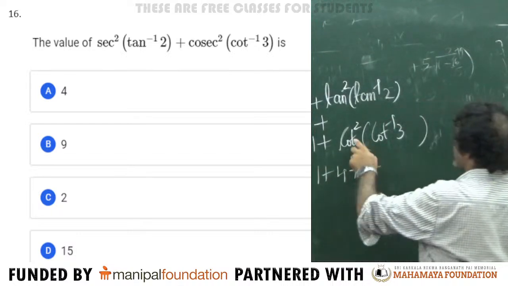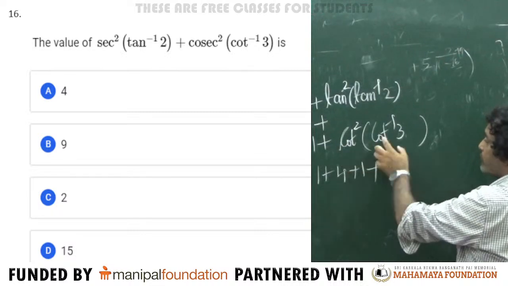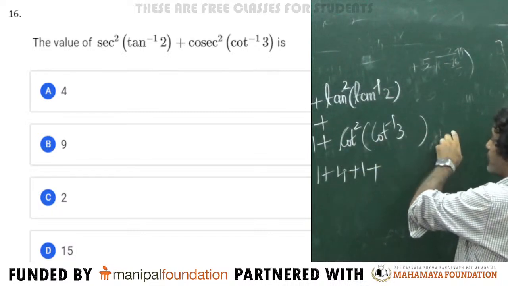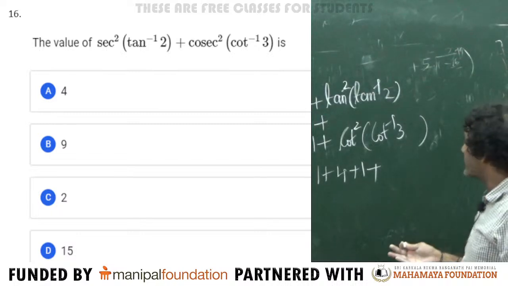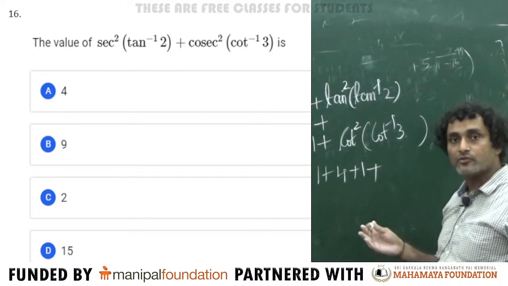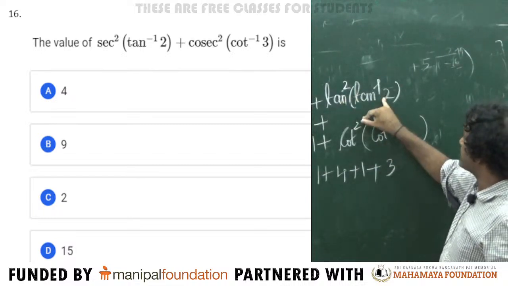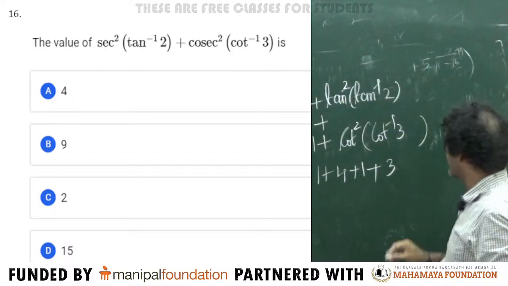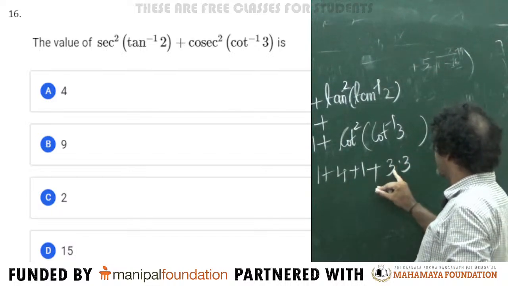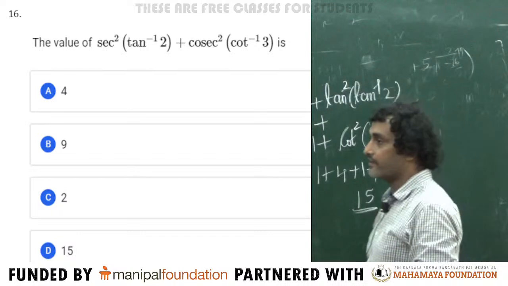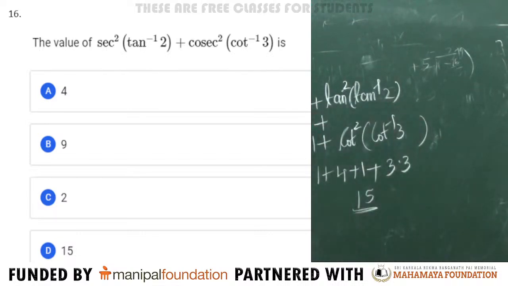1 plus cot of cot inverse 3 into cot of cot inverse 3 squared, no? So isn't it cot of cot inverse 3 is 3, into cot of cot inverse 3 is again 3. Same thing happened here, tan of tan inverse 2 into tan of tan inverse 2. This is 3 into 3. 1 plus 4, 5, 6 plus 9. Answer is simply 15. Was this a direct sum? Without any effort you could do. Yeah, please copy this.